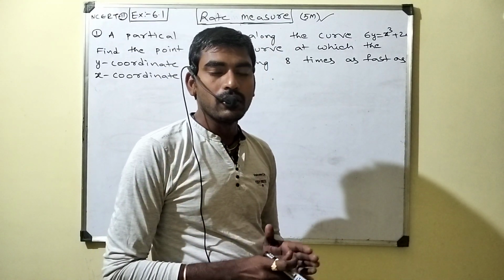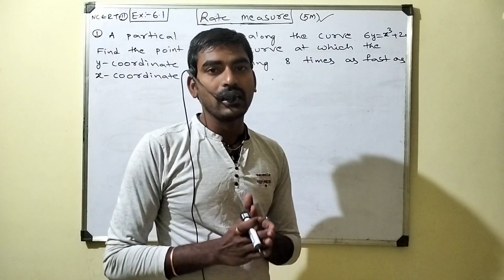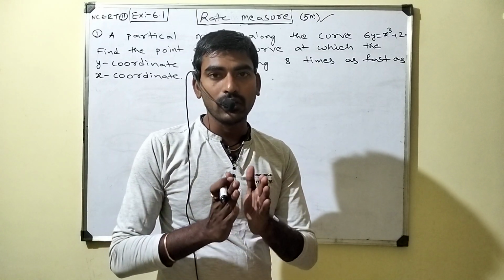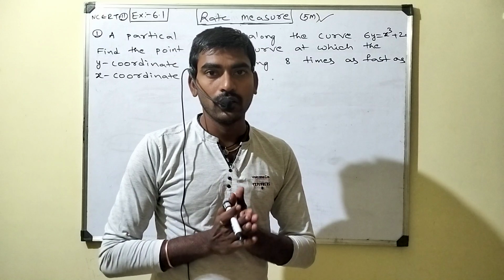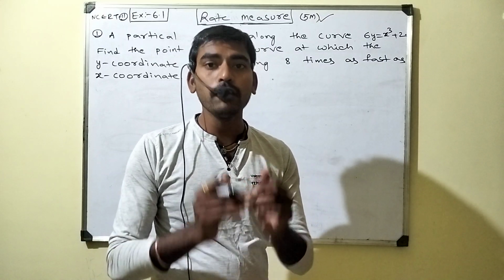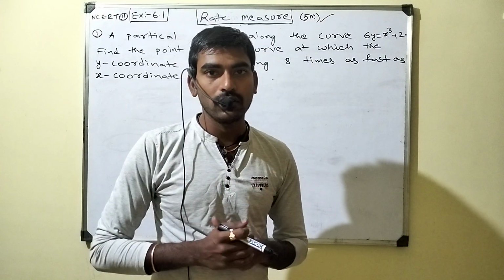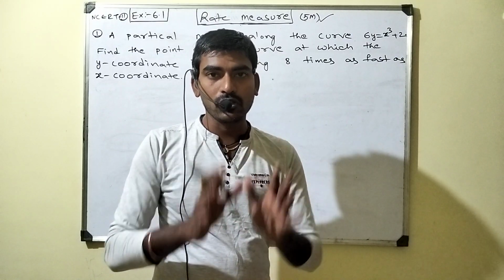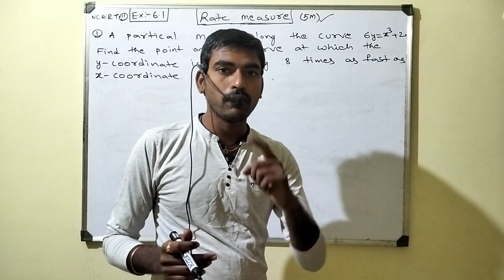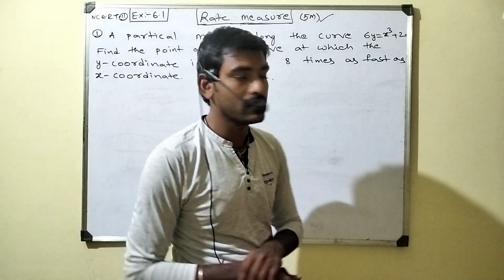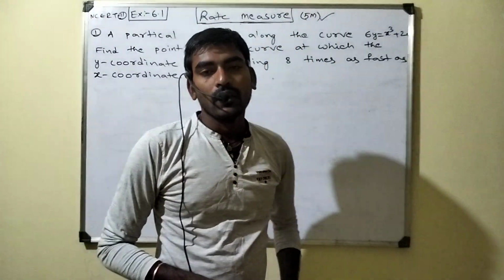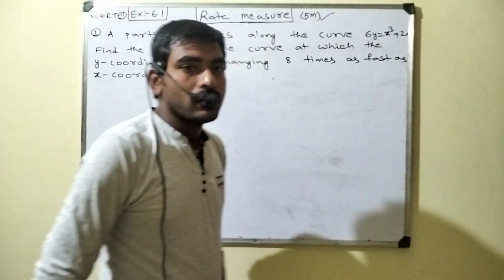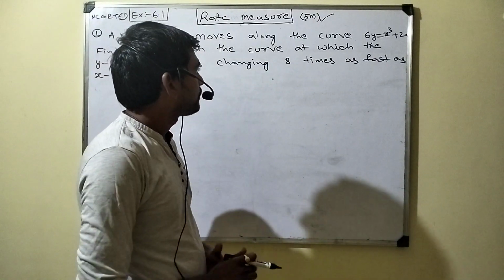In the PUC part D section they are going to give 10 questions. Out of 10, we need to attend any 5 questions as per the new pattern. I would like to make you strong in those 5 questions. In that, the first topic I have selected is rate measure. Now let me start. I have written the question.